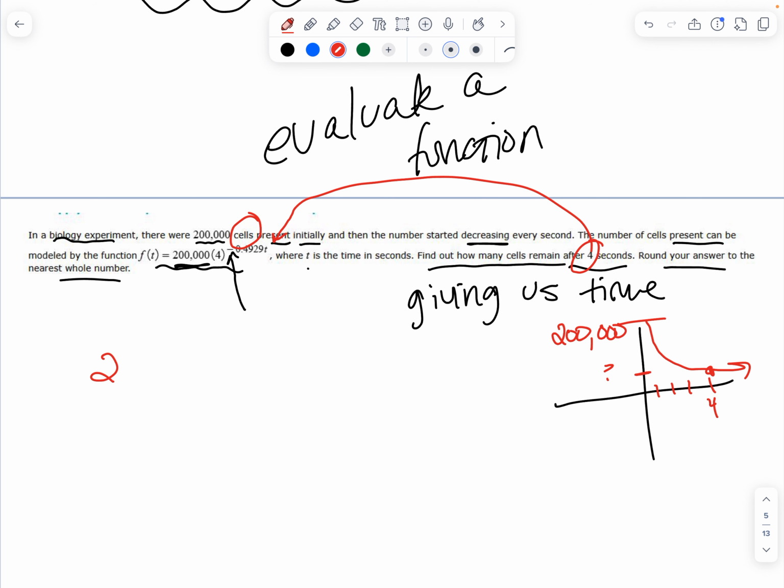So in your calculator, you're going to do 200,000. You may have to do this in different parts, times 4. And then if you have a graphing calculator, you'll use a little caret key to go up. And then you're going to open parenthesis, negative 0.4929. And that T is snuggled up next to it. So you want to multiply by T, which is 4.